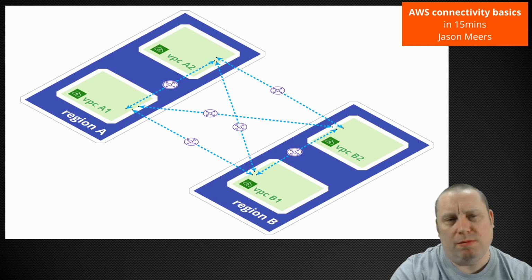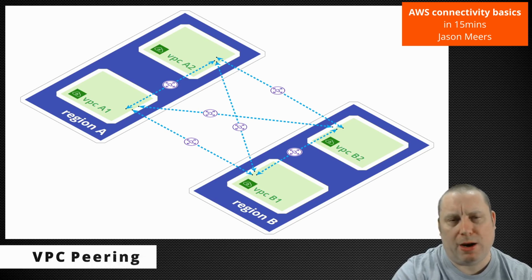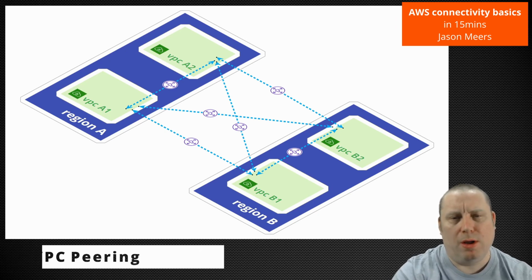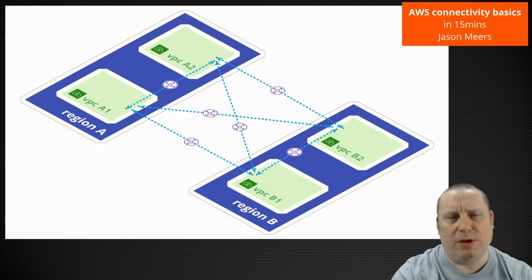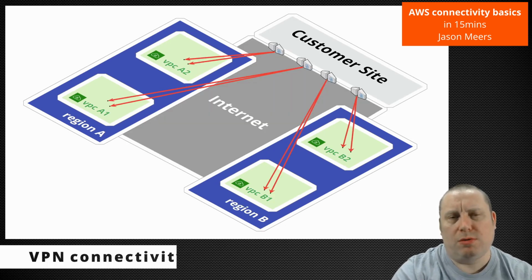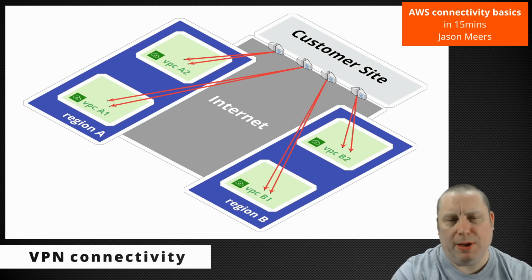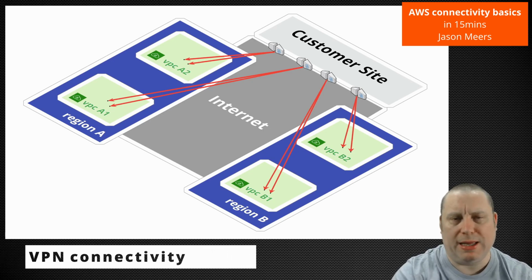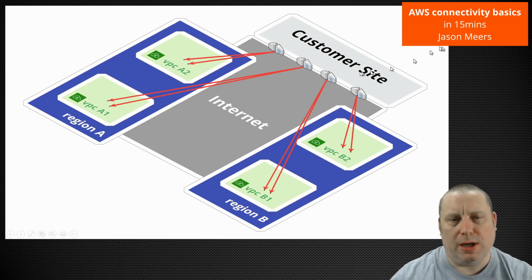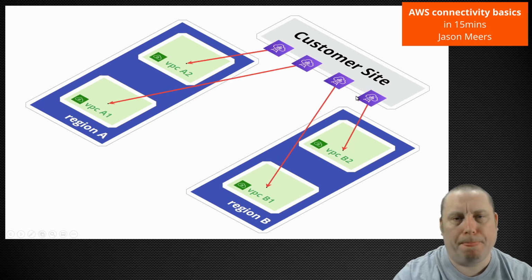We showed VPC peering and how you need multiple different lots of peering in order to get that mesh between them. And we talked about how much more complicated that can get as the number of VPCs increases. We then talked about doing connectivity via VPN into VPCs. And again, that you have to do one for every VPC. So again, it can get more complicated. And note here, we are going over the internet for these VPN connections.